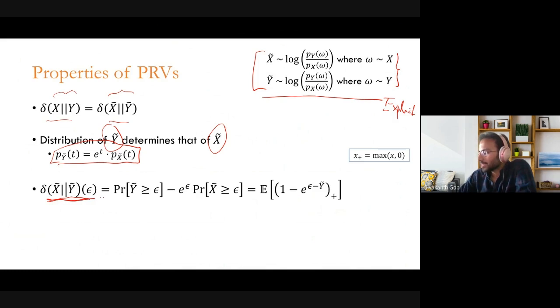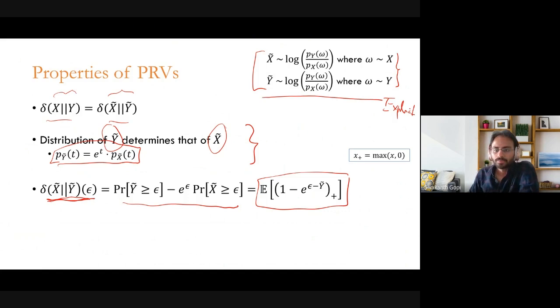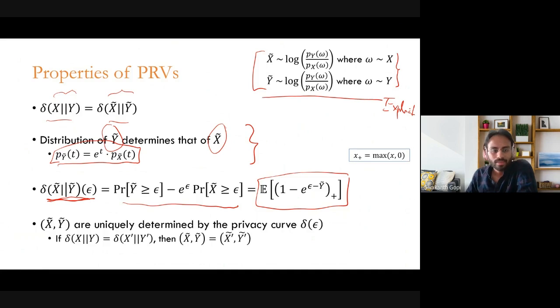It's just the probability that the privacy curve between x tilde and y tilde has an explicit formula like this in terms of the CDF of y tilde and x tilde, or, because of this relation, you can just completely rewrite it in terms of the y tilde function. Okay, and this is how we want to compute this x tilde and y tilde for our case.